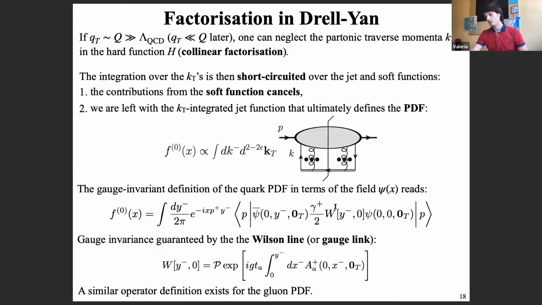An important bit of this definition is that we have a Wilson line. This Wilson line is really the resummation of all scalar gluons that connect the collinear blob to the Wilson line. The Wilson line has the form of a path-ordered exponential of the integral of the gauge field. A similar operator definition also exists for the gluon PDF. It's a little more complicated, but looks pretty much the same.